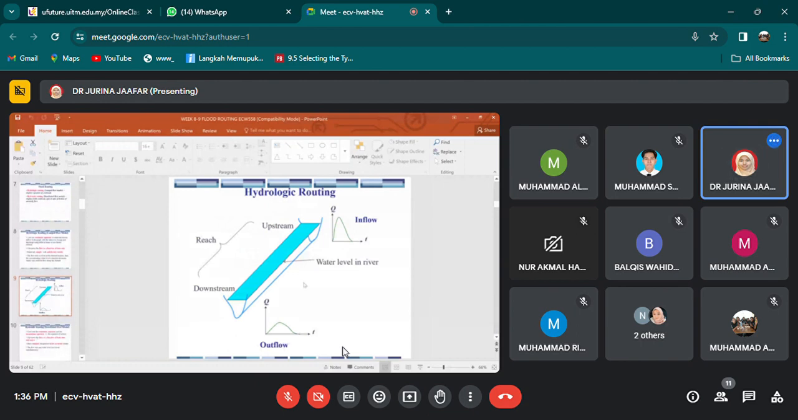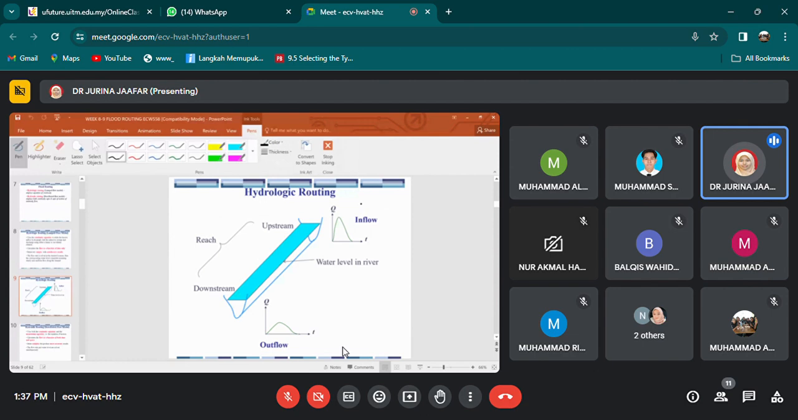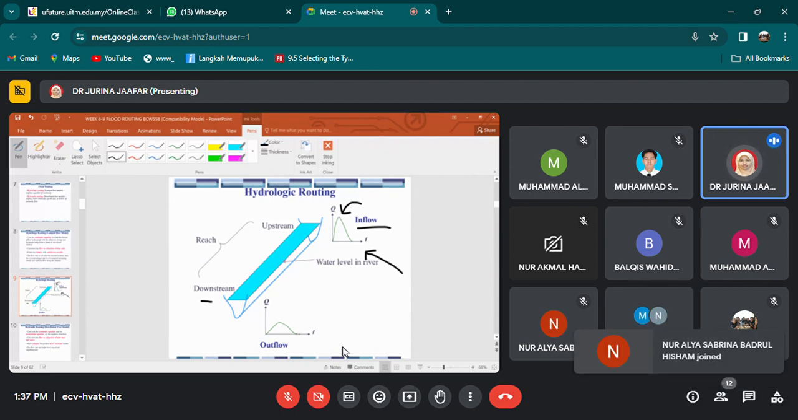Contoh gambar ni, gambar stream, sungai. So bila kita ada inflow, inflow daripada mana-mana air yang masuk ke dalam kita punya sungai, we can see actually dia punya route, dia punya flow, how it flows sampailah ke downstream. So daripada inflow pergi kepada downstream, and you can see in term of profile hydrograph, hydrograph inflow lebih tinggi daripada outflow. So that's the profile of routing. That's the purpose of routing.